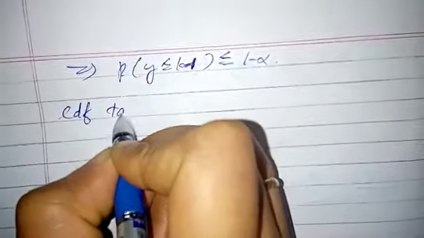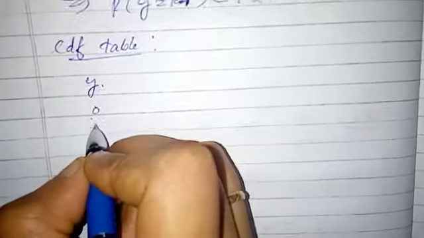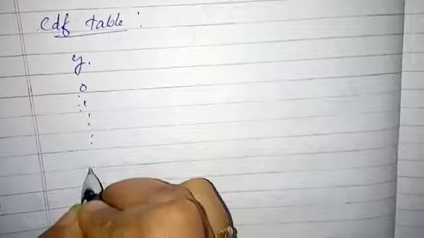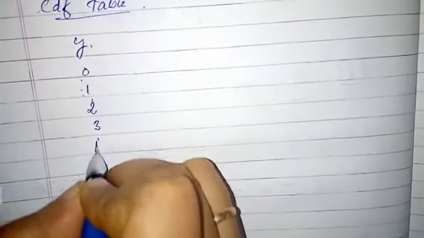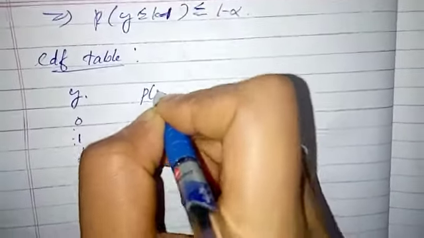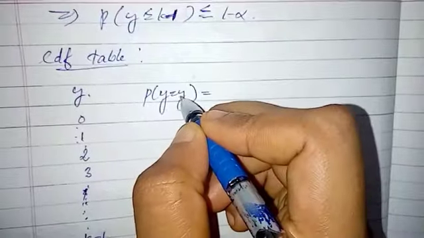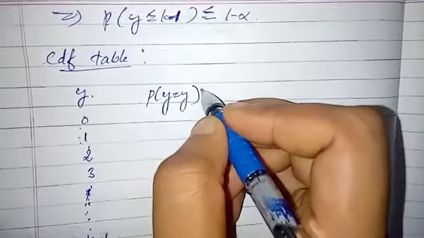So for that we have to construct a cumulative distribution function table. For that we use Y values, that is Y equal to 0, 1, 2, 3, and so on up to k minus 1, and also the k value, right? Next we want to write the density value, this probability of Y equal to y. What is the probability of Y here? Y equal to y, that is the density of Y.